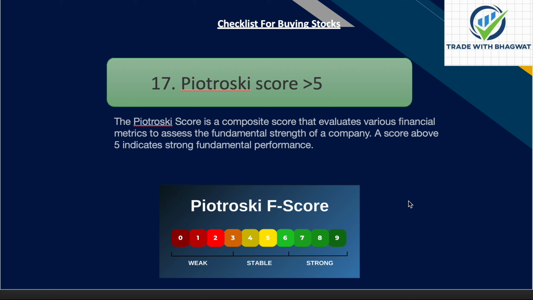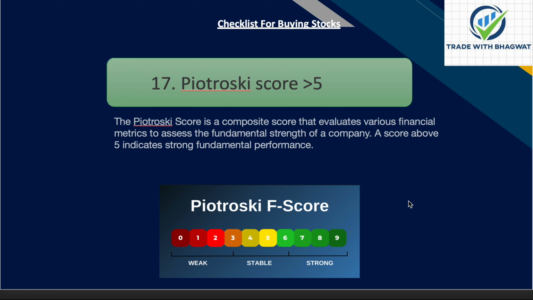Piotroski score. It's a little bit all about the growth. The Piotroski score is a composite score that evaluates various financial metrics to assess the fundamental strength of a company, and a score above 5 indicates strong fundamental performance, isn't it? But I don't suggest 5. I suggest at least 7 or above, unless the company is very strong and in a stable market. Then go for a lower score like 5 or 6. But if a company is in the growth phase or something, at least go for 7 and above.